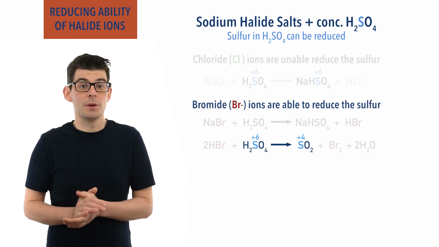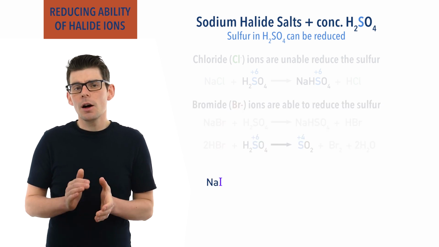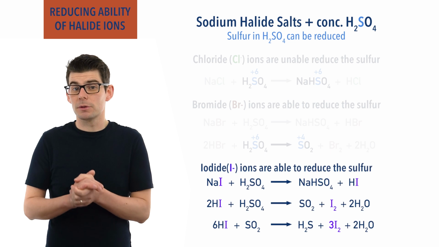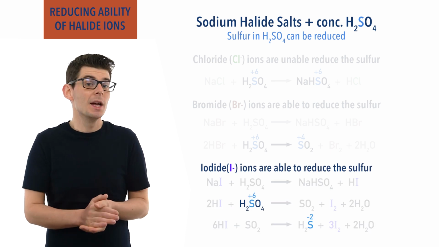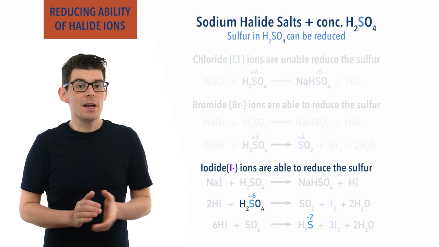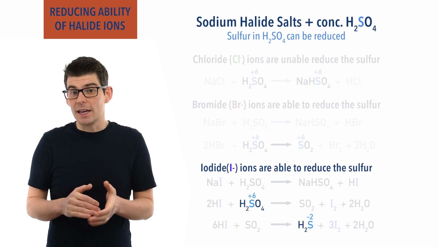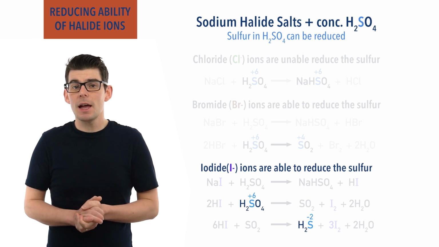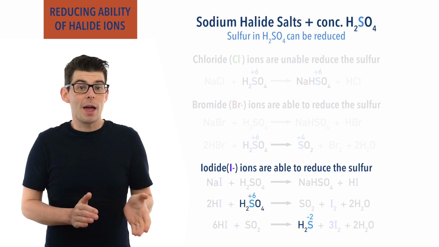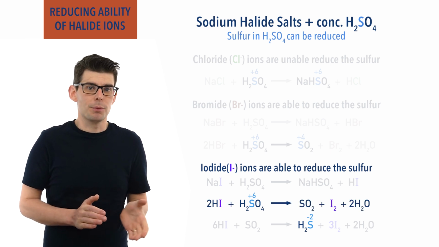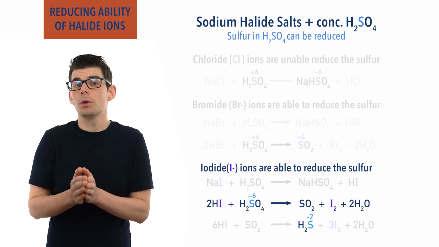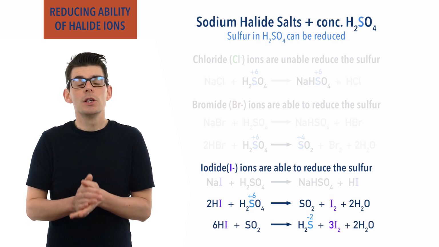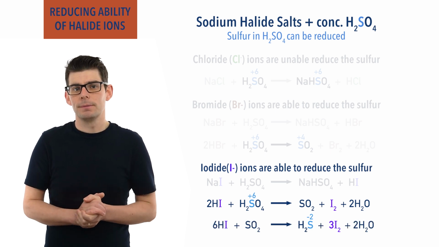Iodide ions from sodium iodide, NaI, are able to reduce the sulfur from a +6 oxidation state all the way to -2 in hydrogen sulfide, H2S. Again, the reaction has to occur in steps, with sulfur dioxide, SO2, being formed, as with bromide ions. However, this time the SO2 can go on to react with hydrogen iodide to form H2S.